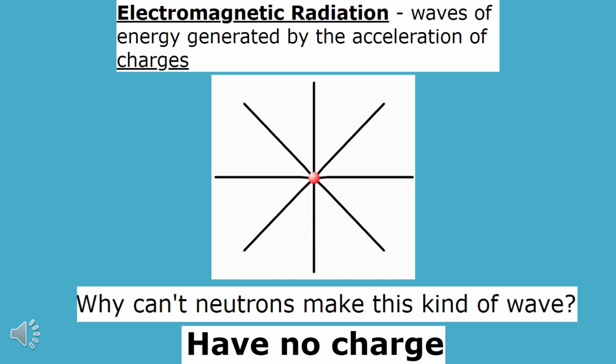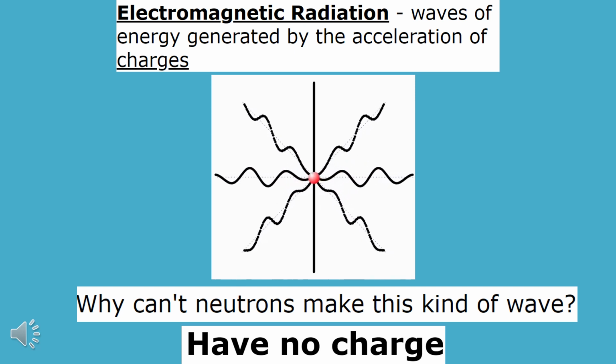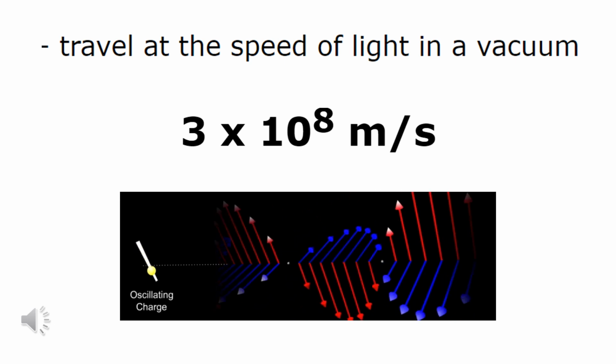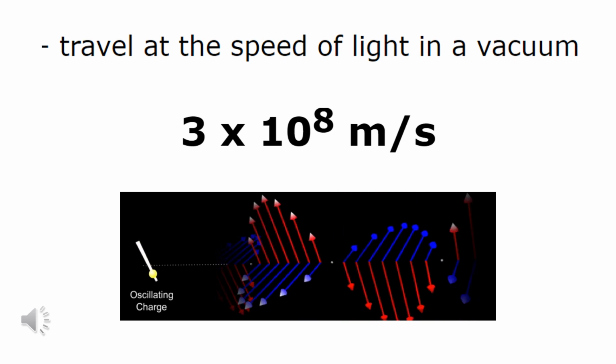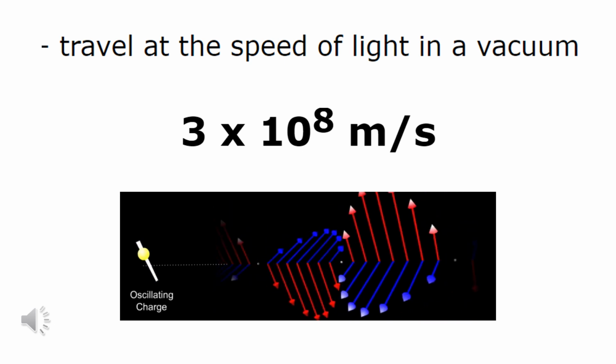Electromagnetic radiation are waves of energy generated by the acceleration or oscillation of charges. Why can't neutrons make this kind of wave? Neutrons cannot make this kind of wave because they have no charge. Electromagnetic waves can be produced by the oscillation of charges. They travel at the speed of light in a vacuum, 3 × 10⁸ meters per second.